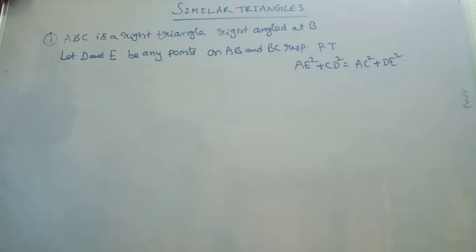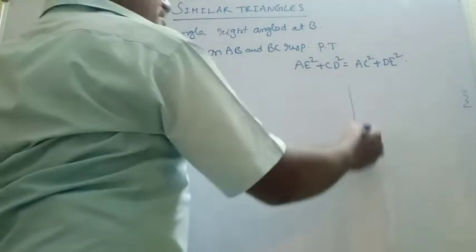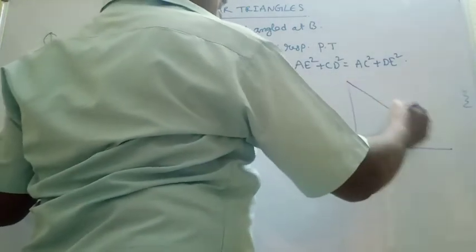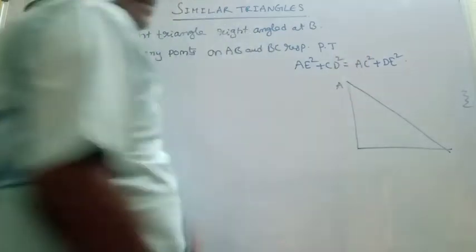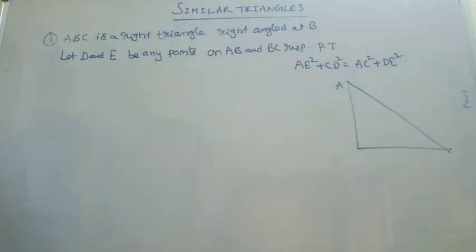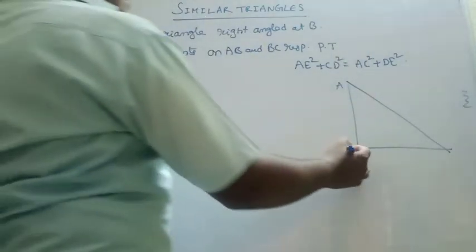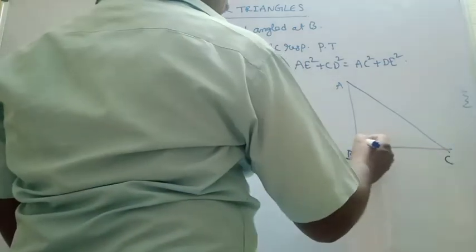ABC is a right angle at B. Let D and E be any points on AB and BC respectively. Prove that AE square plus CD square is equal to AC square plus DE square. Now you see, we have here a right angle triangle ABC, like this.